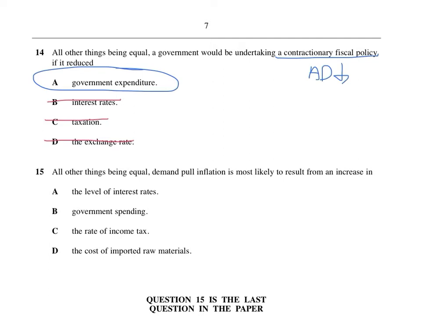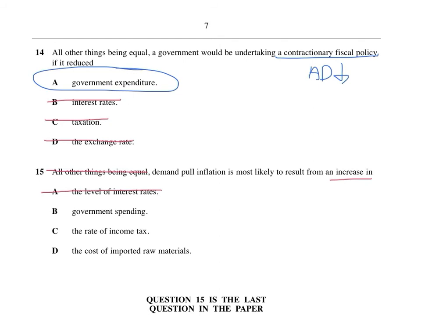Right, finally, we're on to question number 15. I'll just cross this out. Right, demand pull inflation is most likely to result from an increase in. Now, the level of interest rates. Does that make sense? Oh, sorry. So there's been an increase in the level of interest rates. That would make people demand less, so that would cause demand pull inflation to go down, so that's wrong.